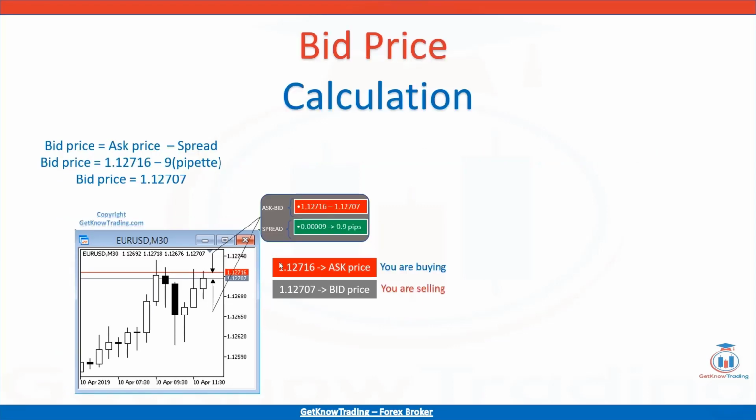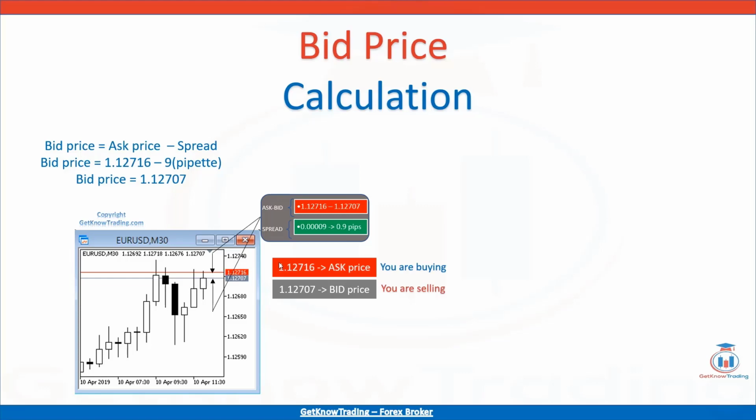The bid price is calculated by subtracting the spread from the ask price. That means bid price is equal to ask price minus spread. In case the ask price is 1.12716 and the spread is 0.9 pips, then the bid price is 1.12716 minus 9 pipettes, and the bid price is equal to 1.12707.